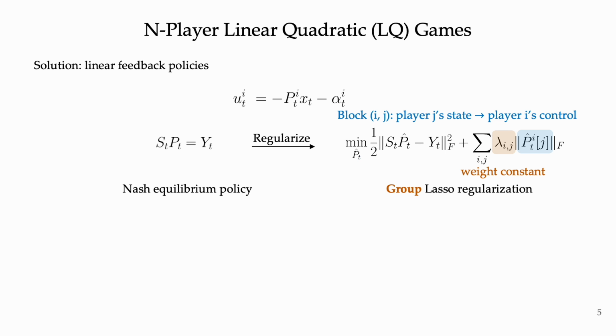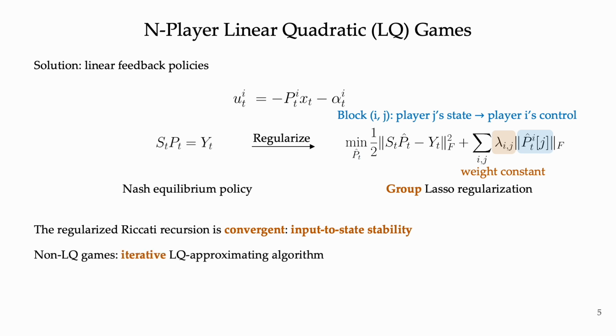Our theoretical analysis shows that the resulting regularized Riccati recursion enjoys input-to-state stability under certain conditions and guarantees convergence. For more general forms of non-LQ games, we extend the proposed approach via an iterative LQ approximating algorithm. We validate our method through multiple experiments.